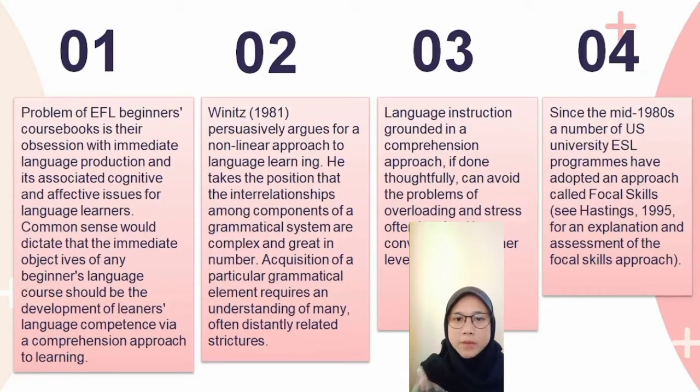Exclusion of particular grammatical elements requires an understanding of many, often distantly related structures. So he reasoned that a particular grammatical element cannot be acquired until a large part of the grammar of the language is understood. This truth is seemingly evident to most language teachers and successful learners. It is in contrast to the learning system adopted by conventional EFL textbooks, which bases the mastery in production for each unit of language presented.